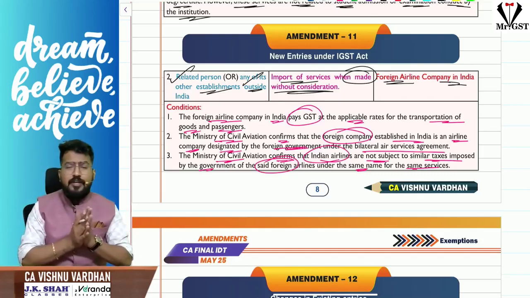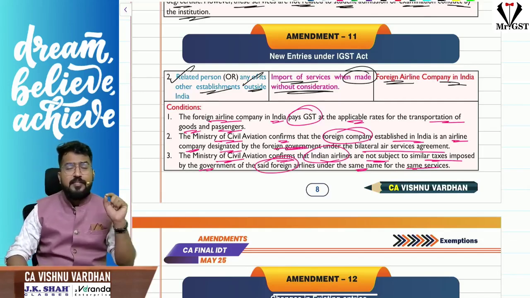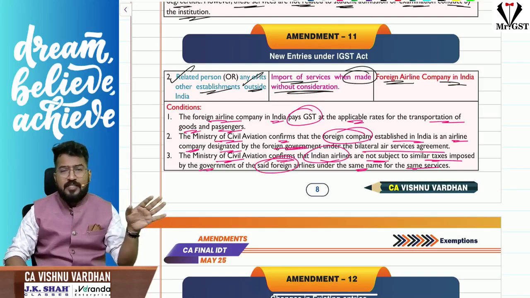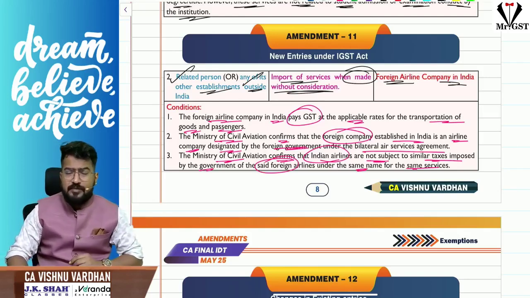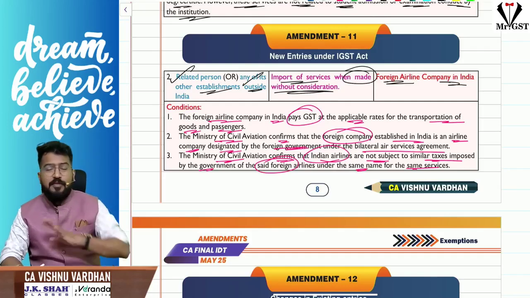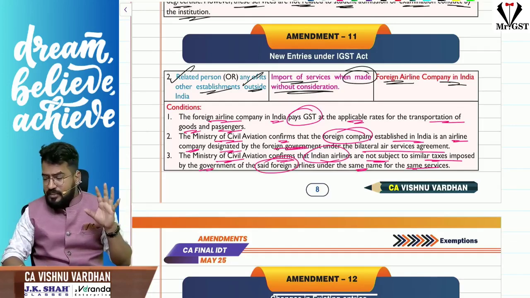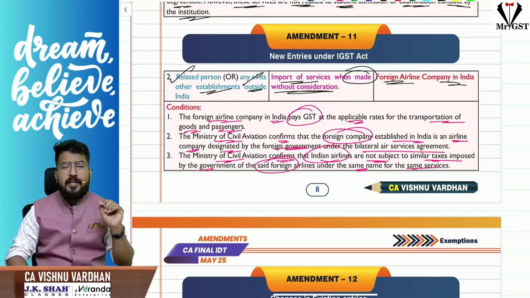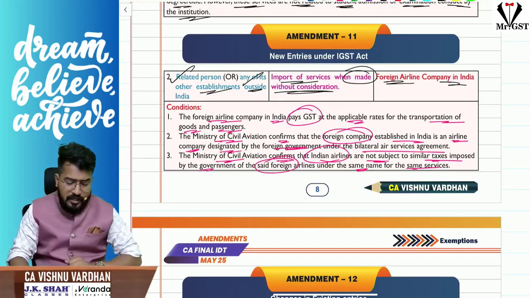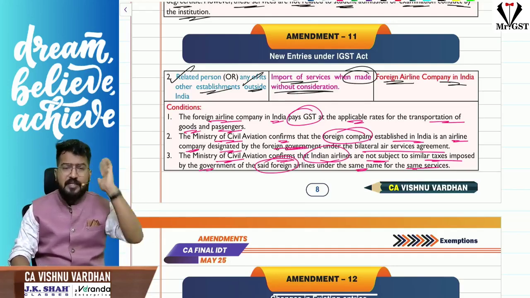So the new entry under IGST is nothing but if a foreign airline company is located in India and if it is importing services from its related person or other establishment located outside India without consideration. You know, section 7 subsection 1 clause C read along with schedule 1 para 3, there it is a point like importation of services without consideration from related person or own establishment located outside India is supply, even though it is done without consideration. But if it is a foreign airline company importing services from their related person located outside India, then that is exempt under GST provided certain conditions are being fulfilled.